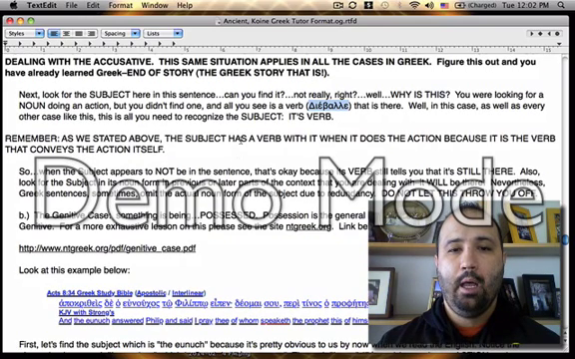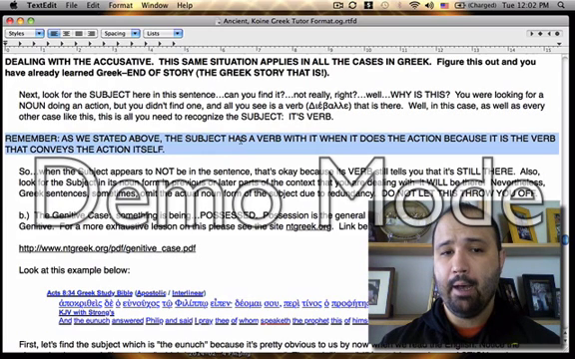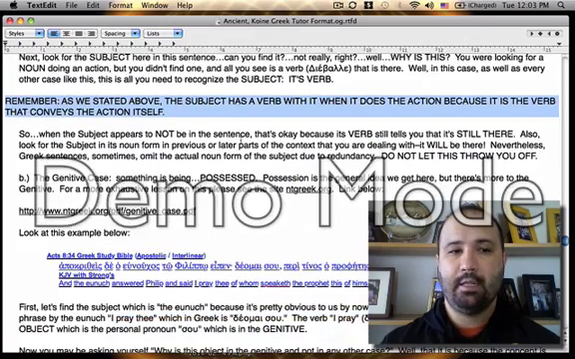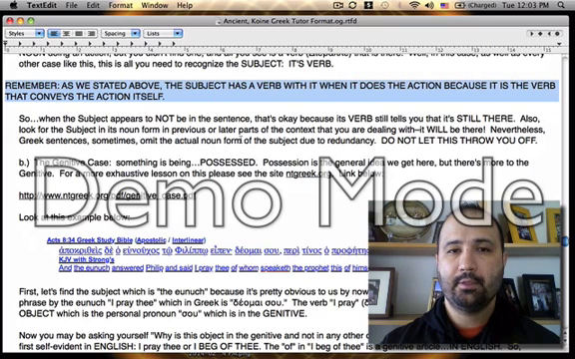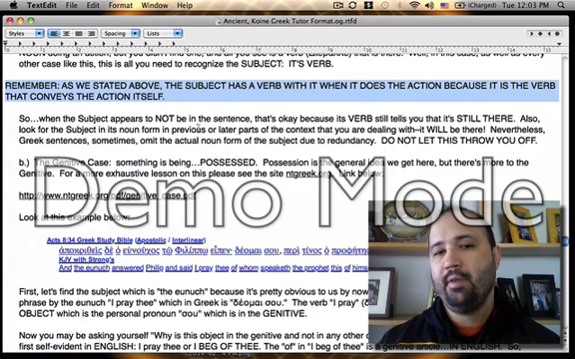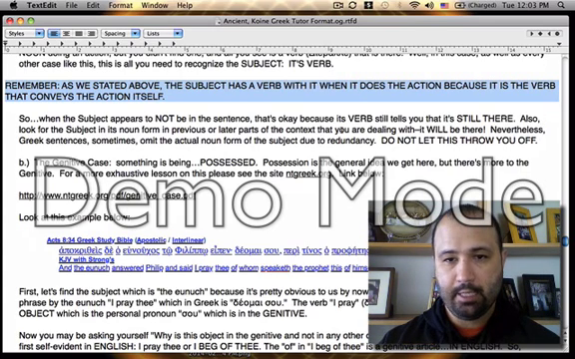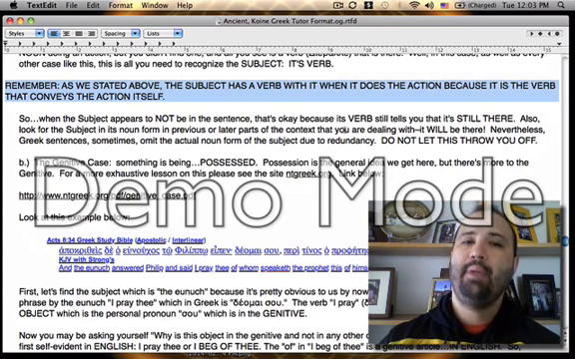Now, here's an interesting note here too. Remember, as we stated above, the subject has a verb with it when it does the action, because it is the verb that conveys the action itself. Remember this. So, when the subject appears to not be in the sentence, that's okay, because the verb still tells you it's still there. Also, look for the subject in its noun form in previous or latter parts of the context that you are dealing with. It will be there, trust me.